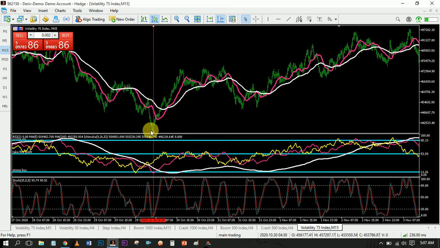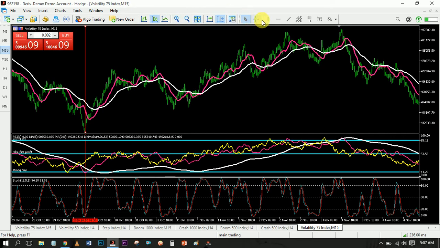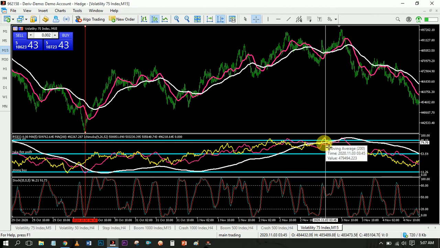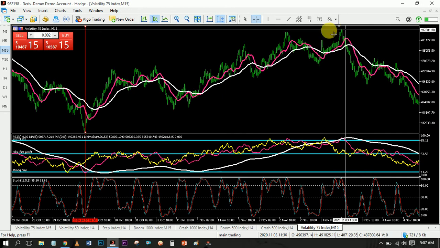And I place my trade right here, and you can see the market would have moved in my direction. You can see that the market moved from here to here. Yes, you can see we moved to this level. So let's see how much we would have made.